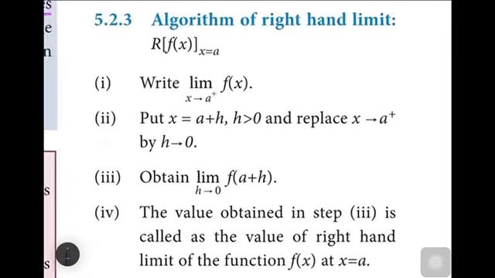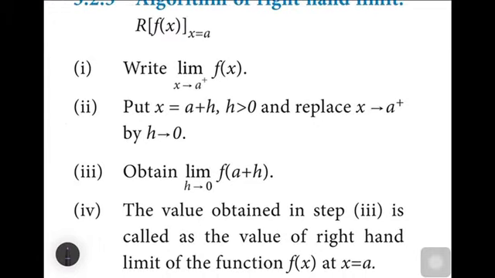Similarly for right hand limit, you have to write limit x tends to a plus f of x, and you have to put x is equal to a plus h, and then you have to obtain the value of limit h tends to 0 f of a plus h, because instead of x we have substituted a plus h. Now the value obtained in this step is known as the right hand limit of the function.